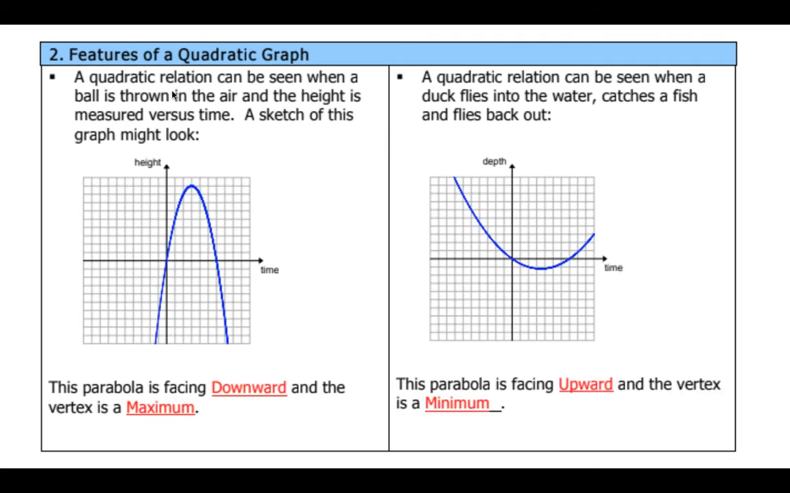Okay, so in the first one, the ball, it's going to start low, go up high, reach a maximum height, change direction, and come back down. So remember, this parabola is facing downward, and the vertex is the highest point of the parabola, so it's called a maximum. If we have this duck, it starts up high, it swoops down into the water, and then goes back up. This is an upward facing parabola, and you can see the vertex here is the lowest point of the parabola, so it has a minimum value.